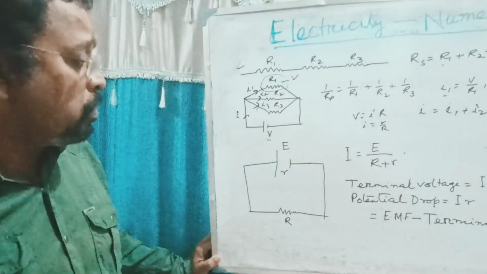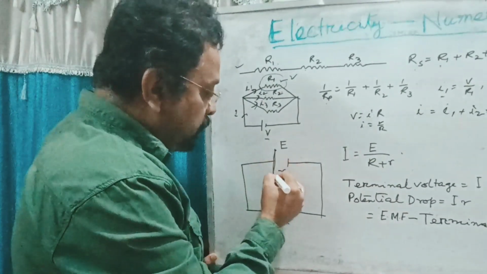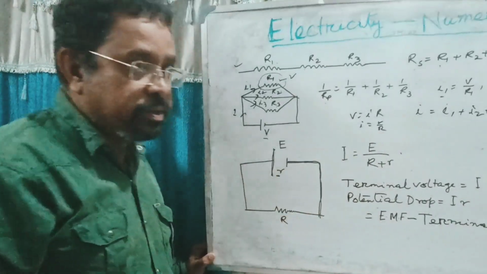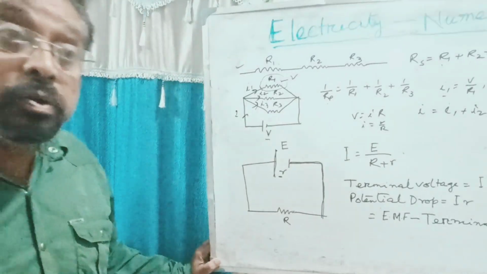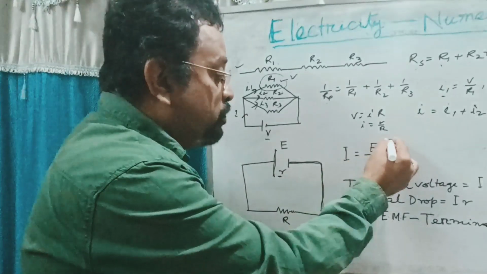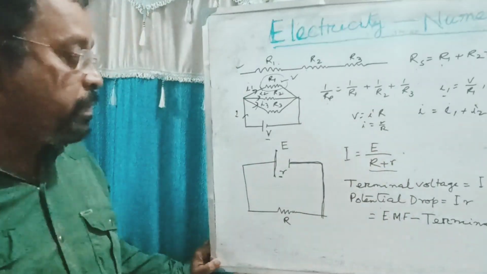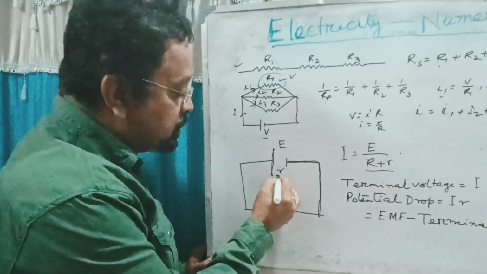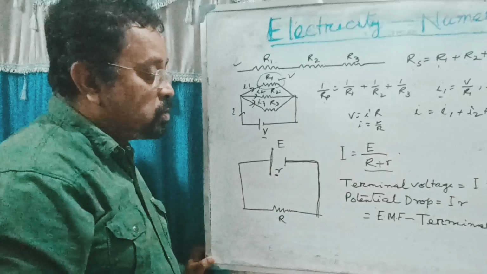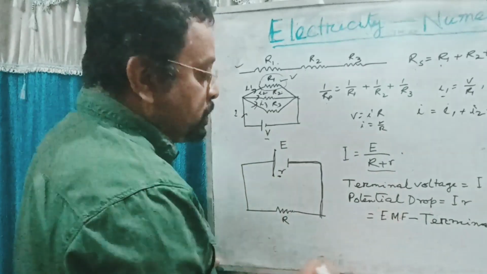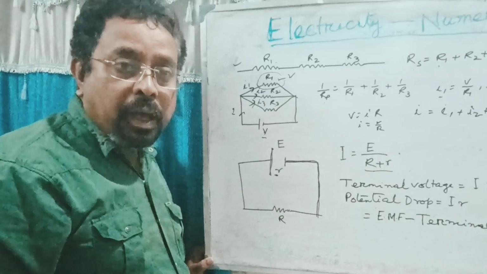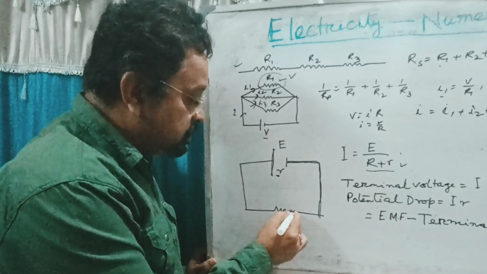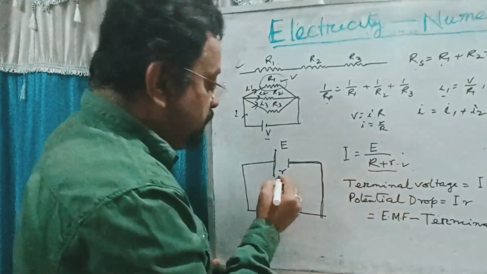Clear? Now, EMF. In case of the EMF, if there is internal resistance, say r is the internal resistance, what is the current? The current I is equal to E divided by R plus r. But why is it E divided by R plus r? See this one, this external resistance R and this internal resistance r are in series connection. So what is the equivalent resistance here? Equivalent resistance is R plus r. And so the current will be E divided by R plus r. R is my external resistance and small r is my internal resistance.